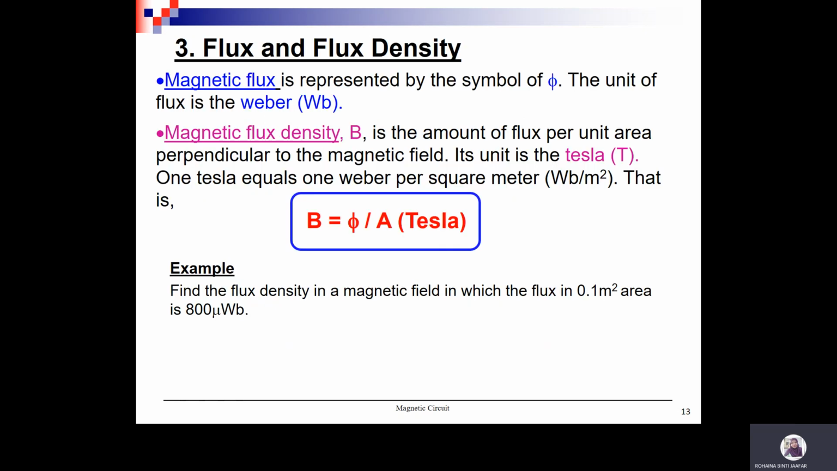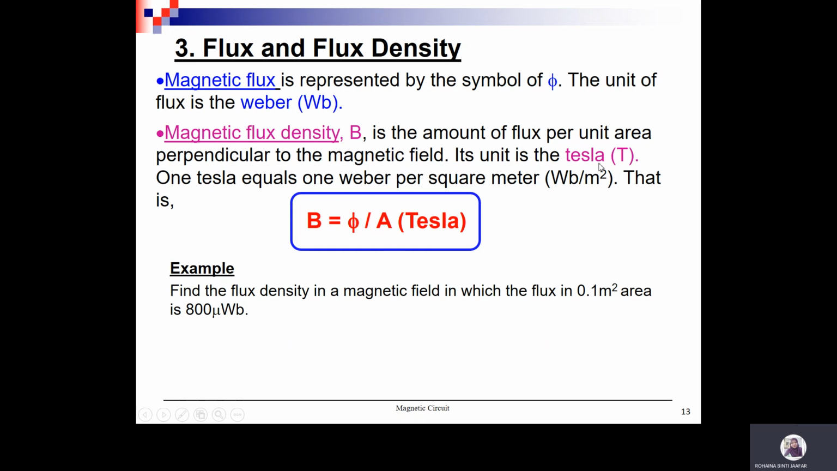Okay, and then flux and flux density. Magnetic flux is represented by the symbol Phi. The unit of the flux we call Weber, Wb, and the magnetic flux density is B. The formula for B is B equals Phi over A, because B is the amount of flux per unit area. The unit for B is Tesla.